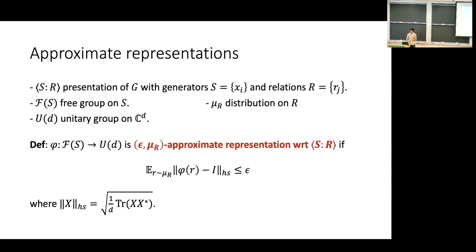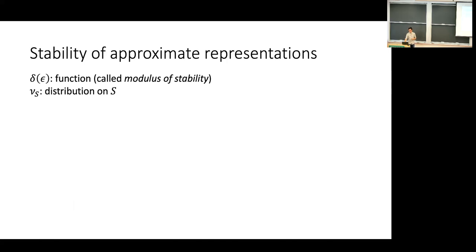Okay, so let's say you have an approximate representation of your favorite group. How close is it to an exact representation? And that's this notion of stability. So some more definitions. Let's say you have a function delta of epsilon. We'll call it the modulus of stability. And you have another distribution, this time over the generators. So this is nu_S.